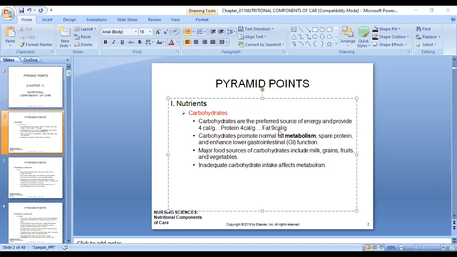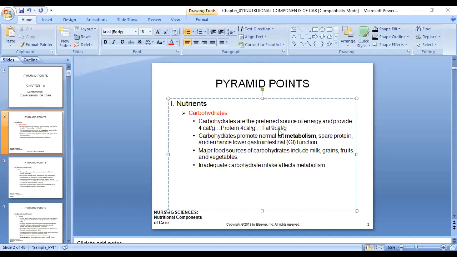As an example, sometimes the board asks questions like this, and we are going to discuss a question from Evolve today. But before that, say a client has a 24-hour total intake of 200 gram carbohydrate, 100 gram protein, and 50 gram total fat. How many calories did they take in? The question looks like this.